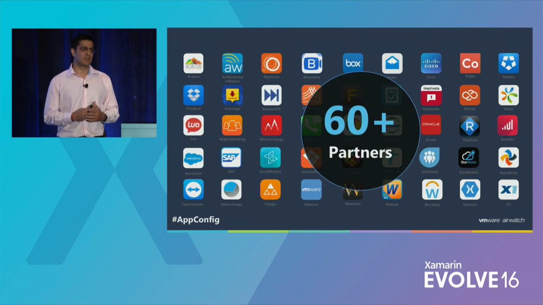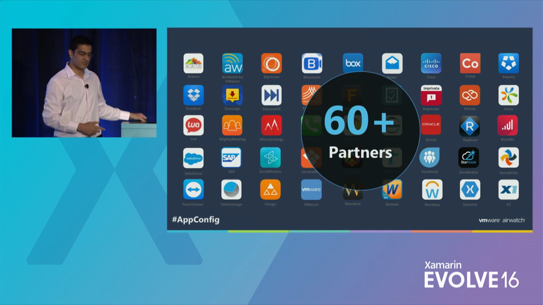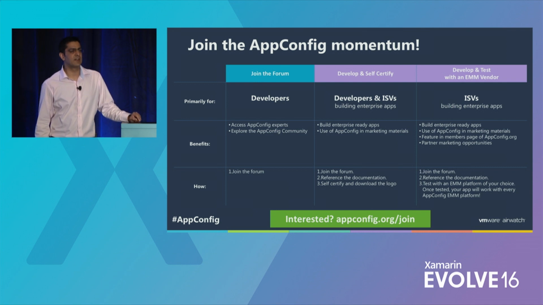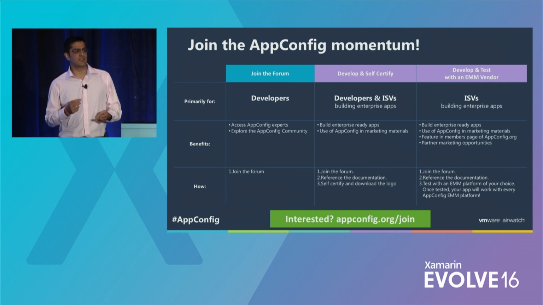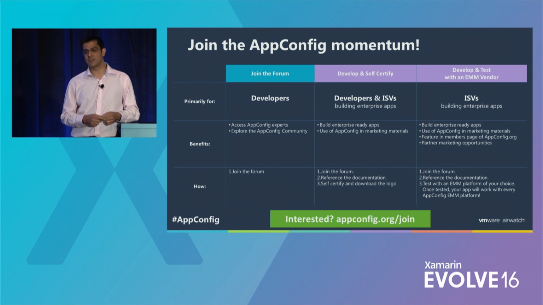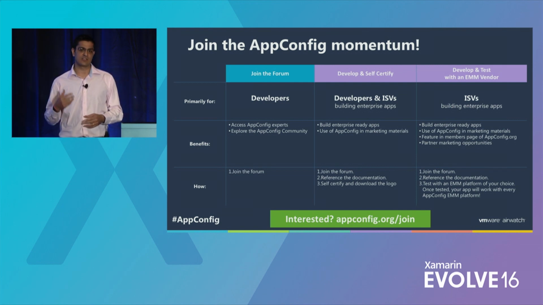So I'm sure you're wondering, if you want to participate, what's the next step? As a developer, if all you want to do is learn about the tools and best practices, or if you have a question, where can you go and ask it? All you have to do is go to appconfig.org/join. In that join button, there's a link to a group. You join the group, and you have access to basically all the developers that are part of any of these EMM platforms.